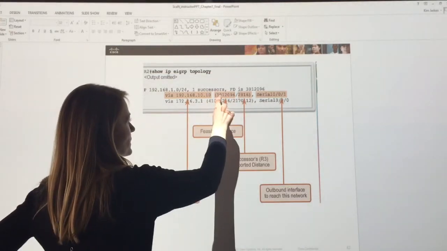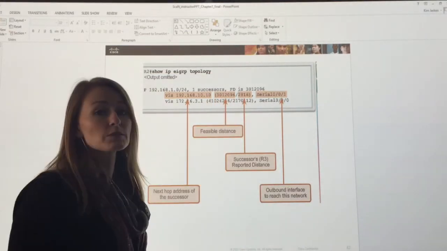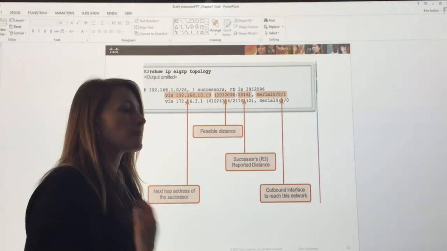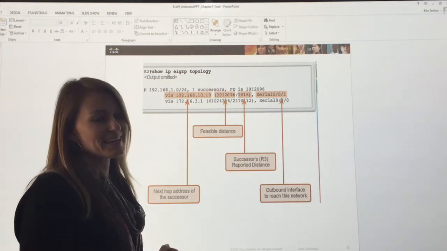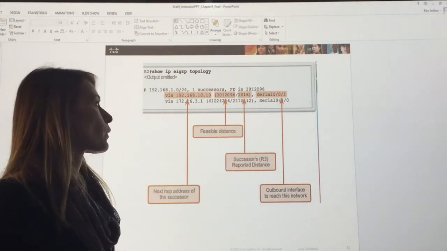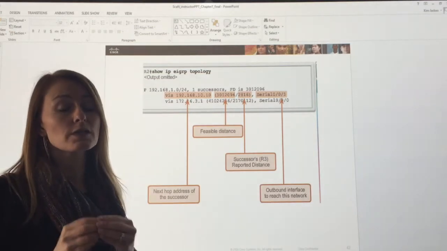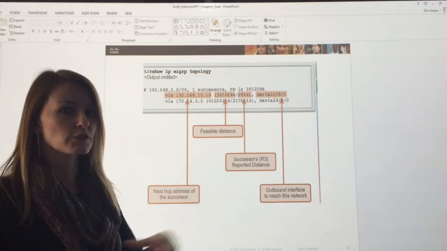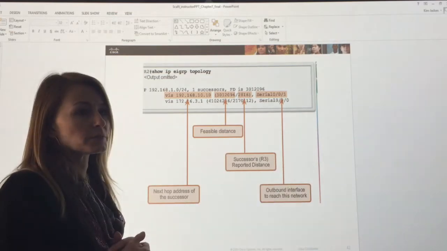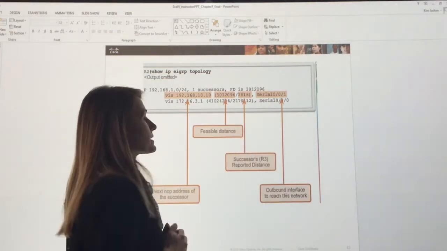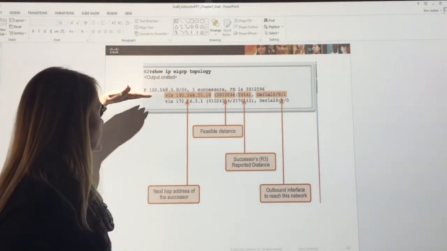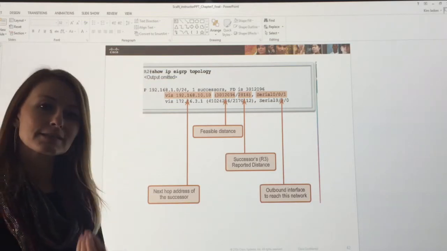Now this number here, this first number in the brackets, that's the feasible distance. So that's the least cost path. That's the amount of effort it's going to take to get the packet to the destination. This other number here, that's the reported distance. So that's actually the feasible distance of the successor. So once the packet gets to the next hop, that's his feasible distance. And then finally, this is the exit interface that the packet needs to go out. So the first line here is the successor route.